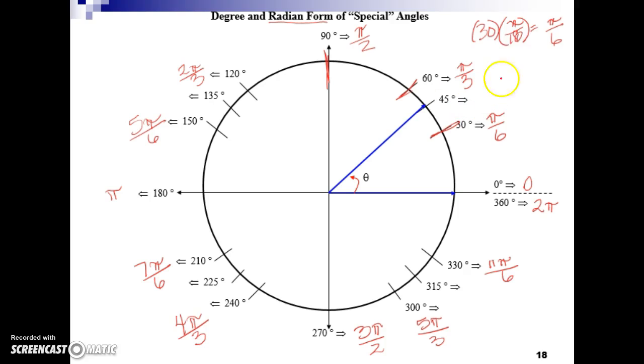And we can do the same thing with 45 degrees. So 45 times pi over 180 simplifies to pi over 4. So let's do the same thing we just did a while ago. There's 1 pi over 4, 2 pi over 4, 3 pi over 4, 4 pi over 4, 5 pi over 4, 6 pi over 4, 7 pi over 4, and 8 pi over 4.